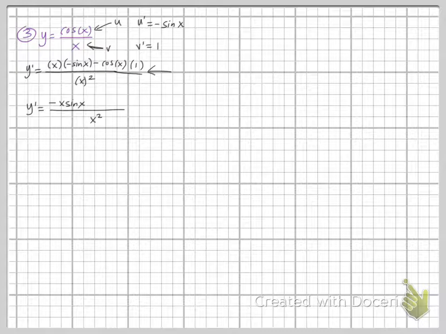So let's continue with our example. Minus cosine of x times 1 is minus cosine of x. That's it. I cannot simplify anything else, I think, and that's the answer.